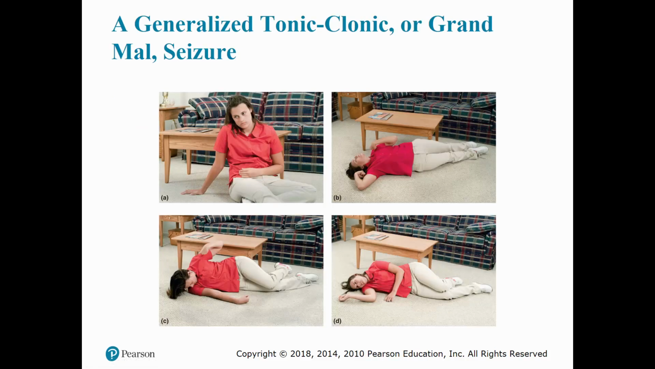A generalized tonic-clonic or grand mal seizure is a sign of abnormal release of electrical impulses in the brain. Like we just went through the different phases: you've got the aura, the loss of consciousness, the tonic phase, the clonic phase, and then the postictal phase. And this chart is just showing the patient going through the different phases here.